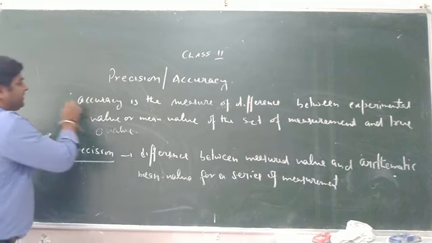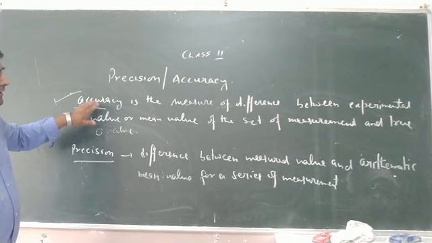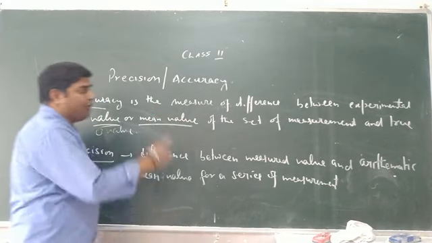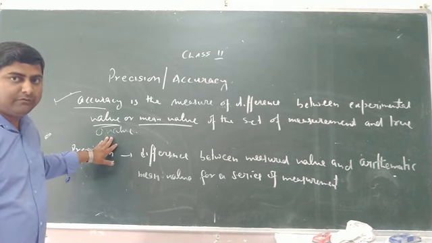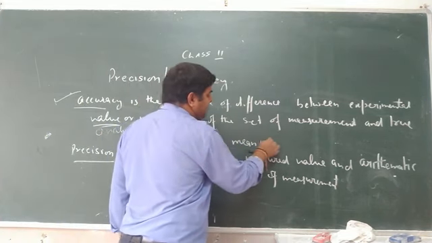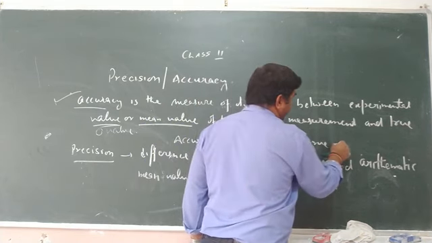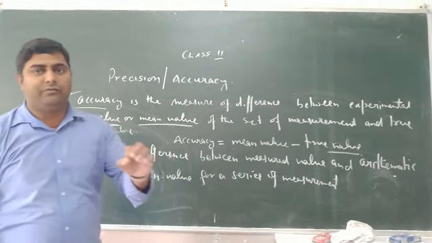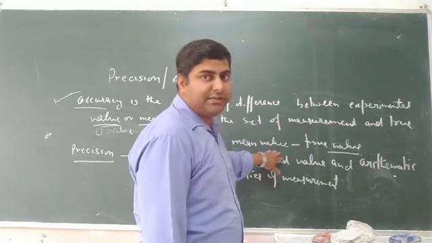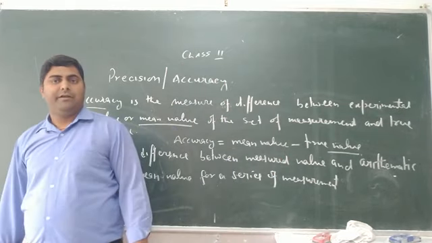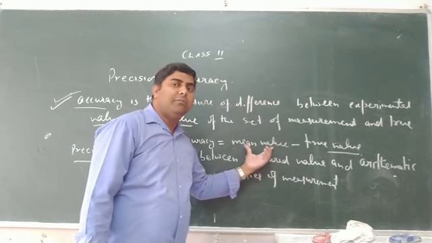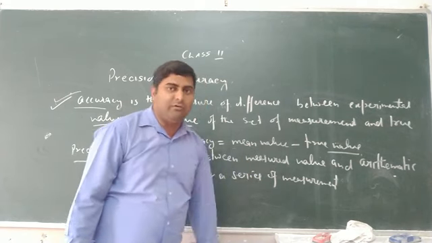Now here you can see I have written the definition of accuracy. Accuracy is the measure of difference between the experimental value or the mean value of the set of measurements and the true value. So accuracy is the difference between the mean value minus true value, that is the exact value of the measurements. If the difference between mean value and true value is 0, we say absolute accuracy. So accuracy is the difference between the experimental or mean value of the experiments minus the true value of the given experiment.